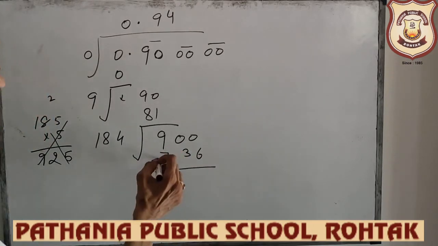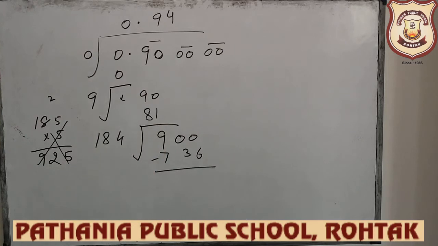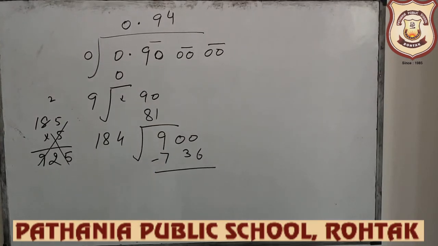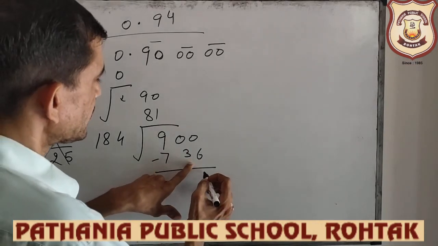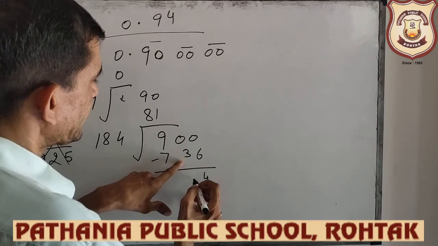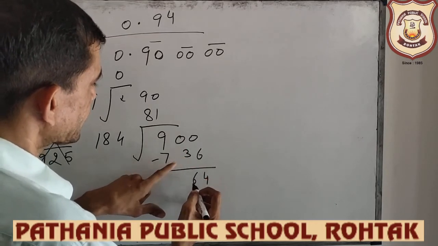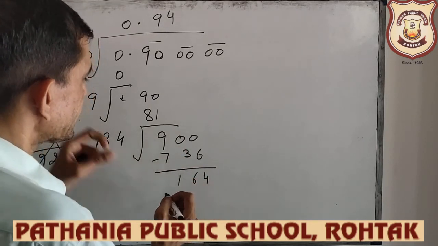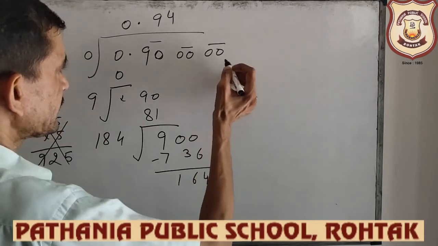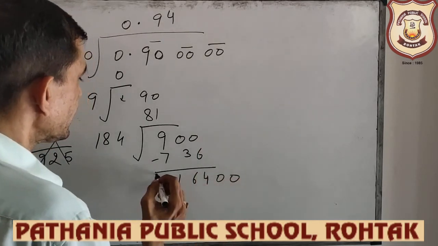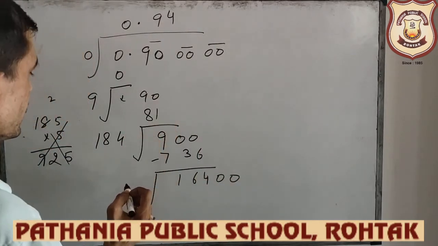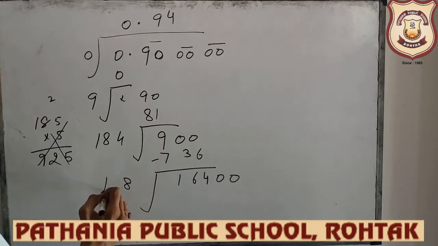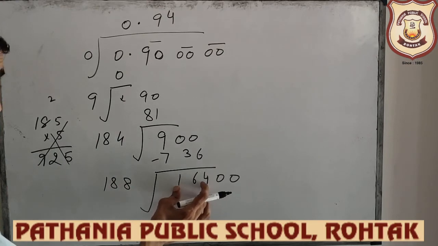So what is the difference now? 10 minus 6 is 4, 9 minus 3 is 6, and 8 minus 7 is 1, 164. Now this 0 is down. What is the double of 94? 2 4 is 8, 2 9 is 18. Now the table of 18 up to 164.